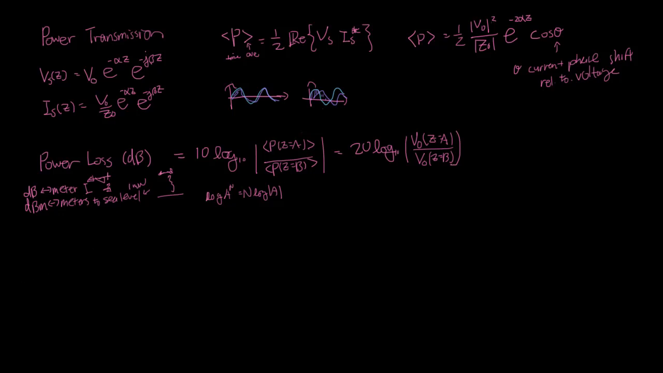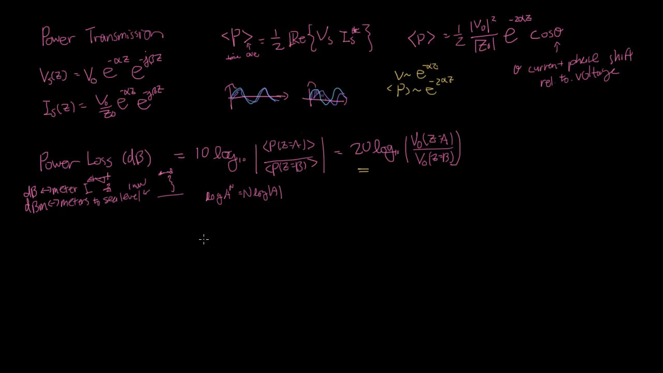So the thing to keep in mind is that if you are looking at power in terms of voltage, don't forget that you have to multiply by 20 instead of 10. And along those lines, you can see that while your voltage decays as a factor of e to the minus alpha z, your time average power in this case decays with e to the minus 2 alpha z, and that's because it's the product of these two.